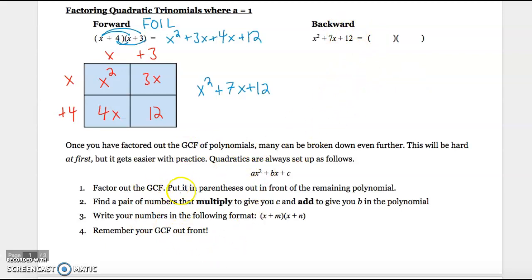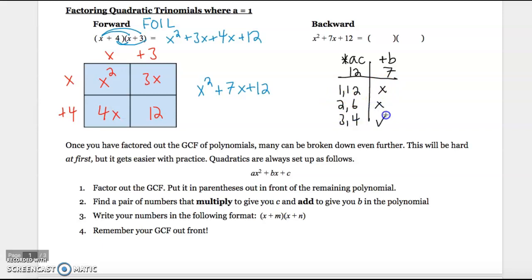So if there's a GCF, you put it in parentheses out front. Then we figure out what numbers multiply to our C value, our 12, and add to our B value. We often like to think that this is multiplying to AC because it applies to our next strategy as well. So what multiplies to 12 and adds to that 7? You could test numbers if you wanted to, like 1 and 12, and so on and so forth. Doesn't work to add to 7. 2 and 6 doesn't work.